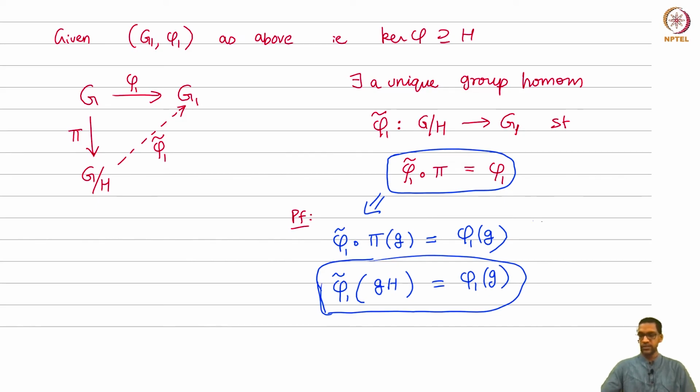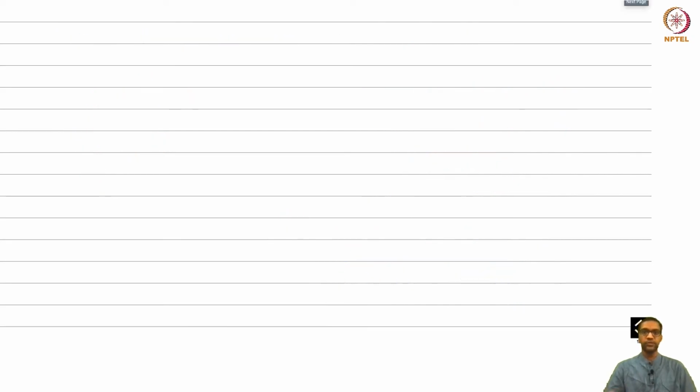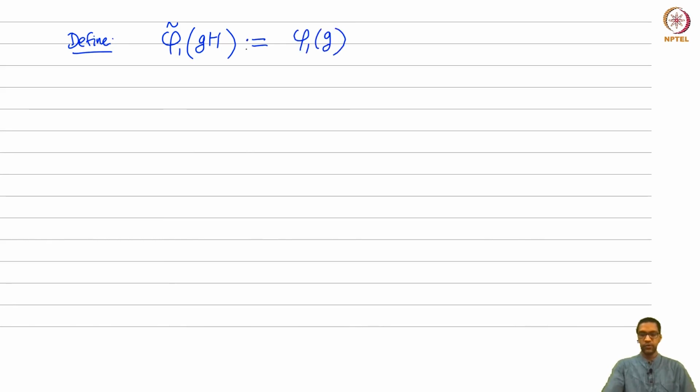Okay, so this is, like we did in the previous case, the heuristic motivation. It tells you what to do, and now you just have to check that if you actually do that, then it's a well-defined group homomorphism. Okay, so now go ahead and define phi 1 tilde as follows. On the coset gH, you define it to be phi 1 of g. Okay, so this is going to be your definition.